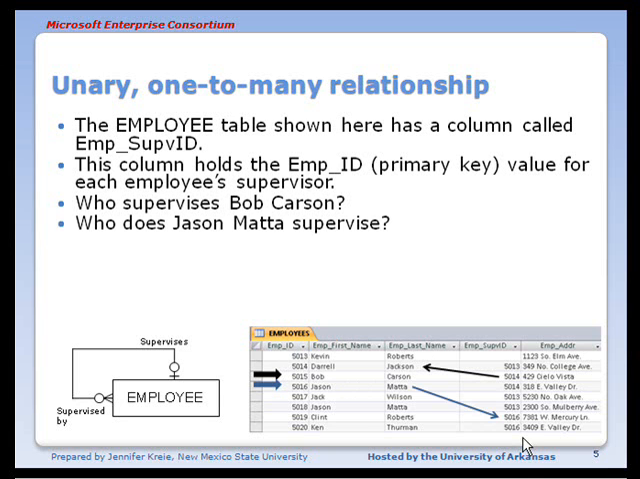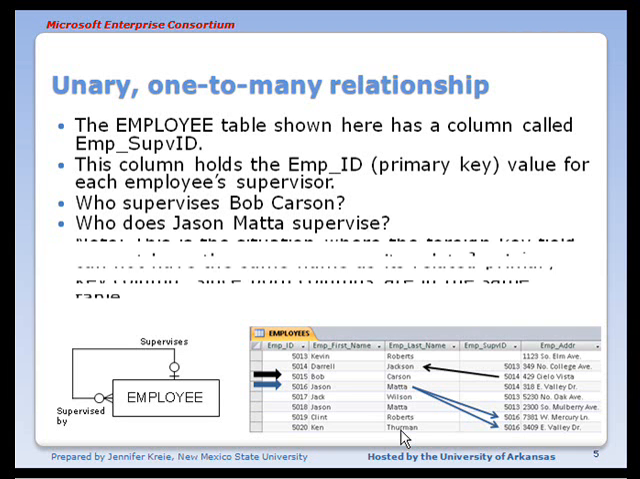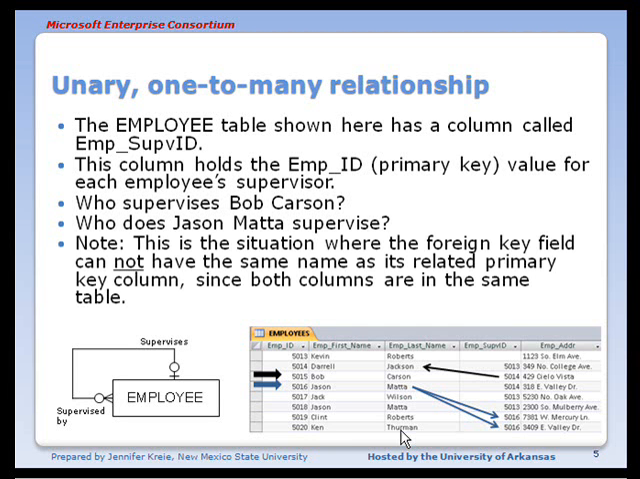So who does Jason Mata supervise? Well, for Jason Mata, his EMP ID is 5016. So we can now move over to the supervisor ID foreign key column, scan that, and any time we see the 5016, then we'll know that that corresponding employee, Clint Roberts or Ken Thurman, reports to Jason Mata. Note that this is the situation where the foreign key field cannot have the same name as its related primary key column. Both columns are in the same table, so they must have distinctly different names.